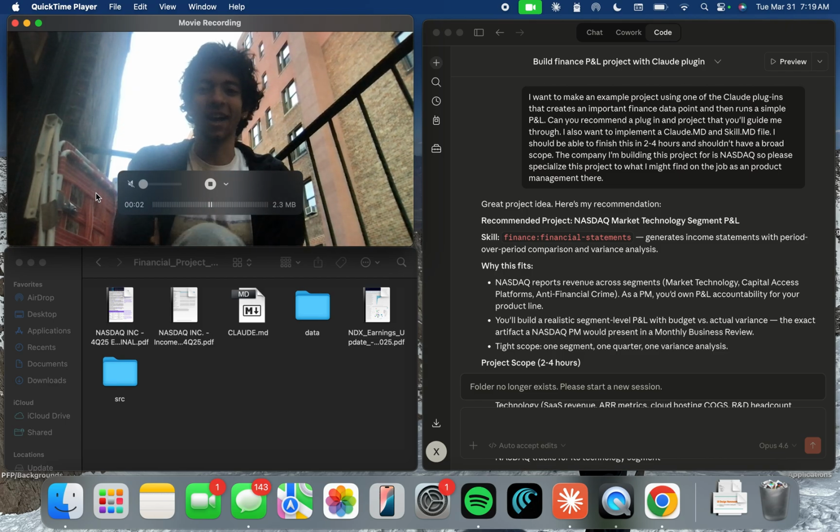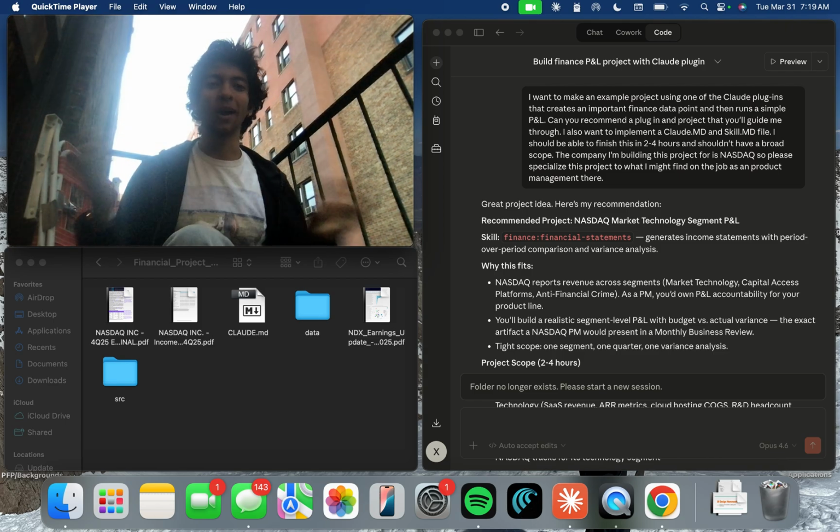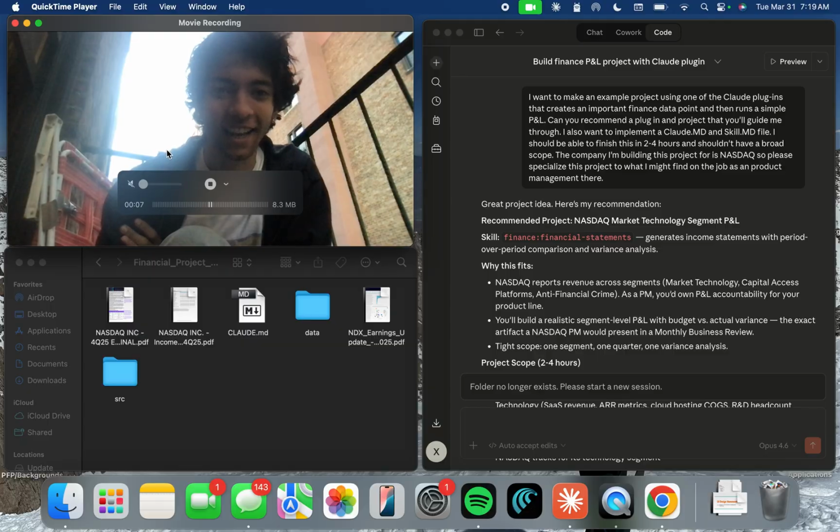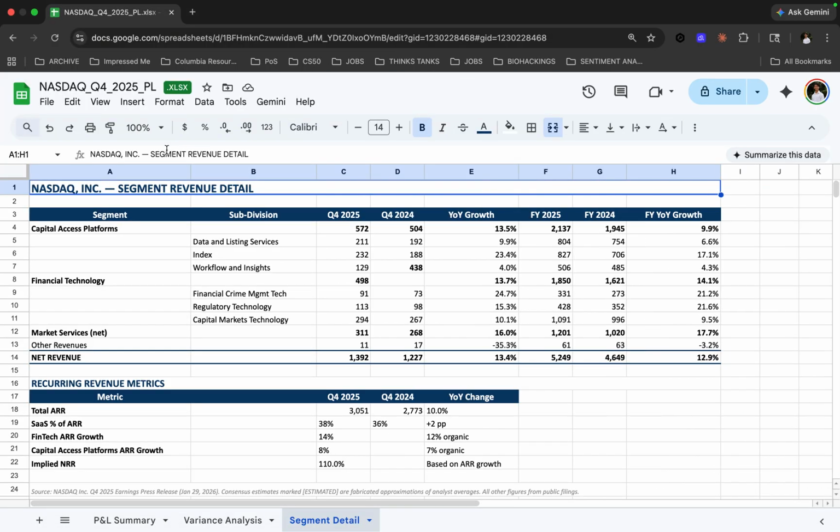Guys, okay, I'm going to be explaining my project I built with Claude. This is a P&L using historical NASDAQ data, and then I did a variance analysis.